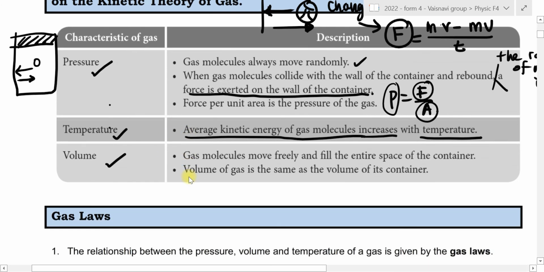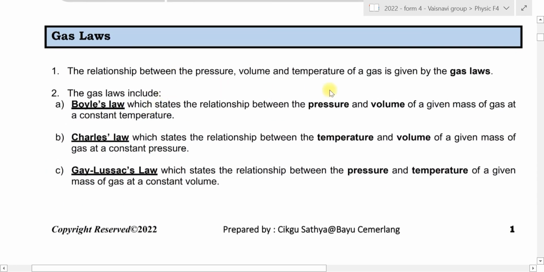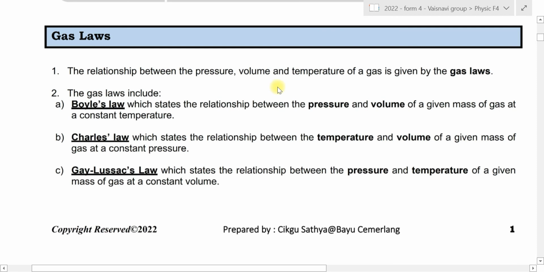Okay, volume. Gas molecules move freely and fill the entire space of the container. The volume of the gas is the same as the volume of its container. We need to make an assumption. So this is the characteristic of gas in terms of pressure, temperature and volume. Okay, we have three types of gas law. Let's move on. Boyle's law.